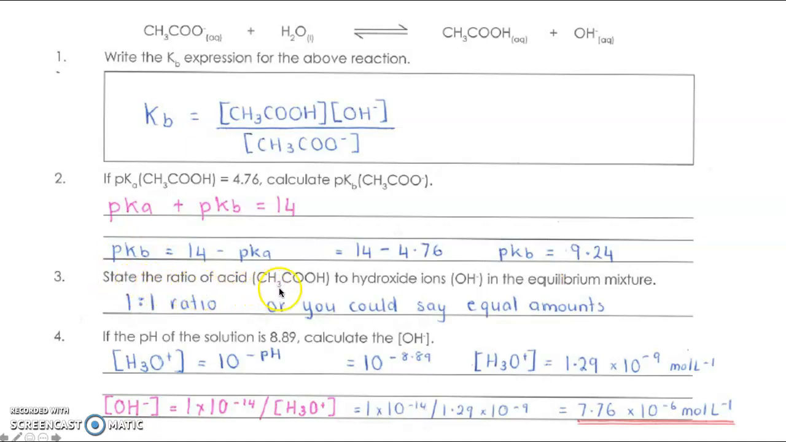The ratio of ethanoic acid to hydroxide ions is 1:1, which means the concentration of the hydroxides is going to be the same value or concentration of the ethanoic acid. Question 4, they've given us the pH of the solution at 8.89, and we can convert that to the hydroniums by using the inverse log, 10 to the minus pH, which gives us our hydroniums. From there we can find our hydroxides using the water dissociation rearranged, which is that answer there.